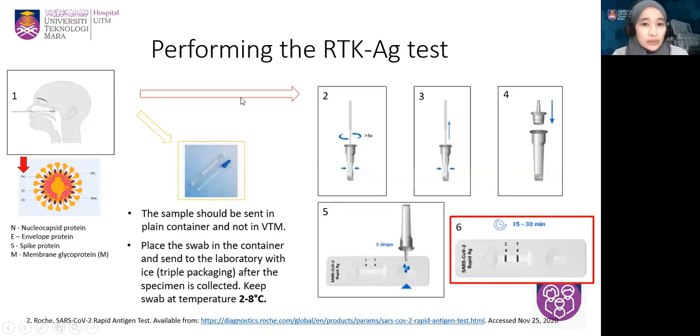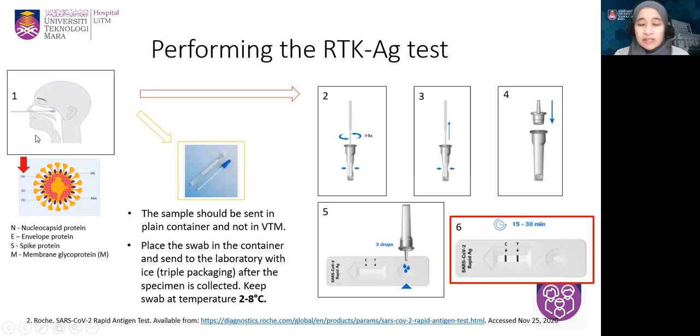Now, how do we perform the RTK antigen? At our primary care setting, we perform the swab, but we deliver the swab to the lab for them to process, because we do not have a safe cubicle to run the test itself.